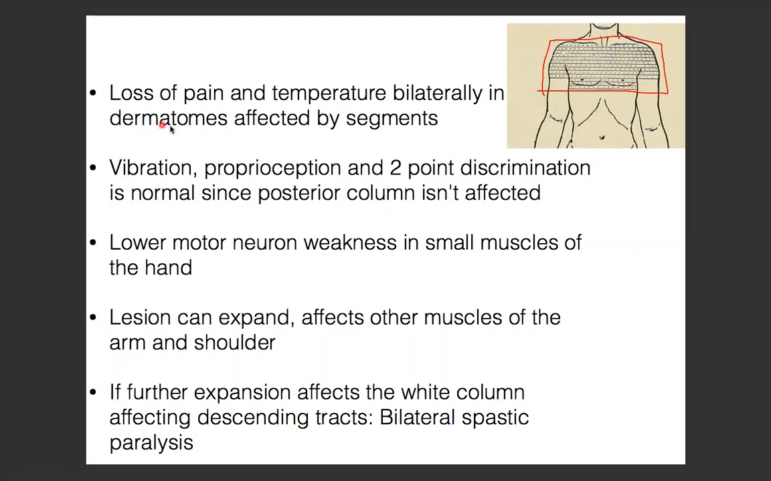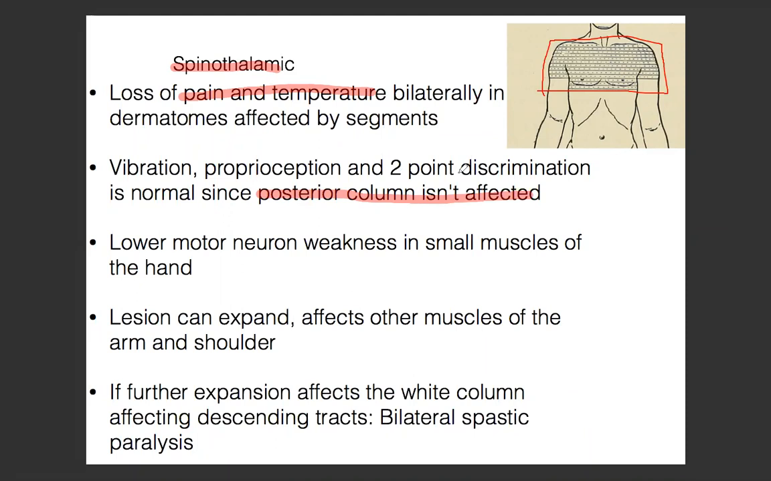تمام؟ So the symptoms are loss of pain and temperature bilaterally in dermatomes affected by the segments. So معناتها if you're losing pain and temperature, it means your spinothalamic tract is damaged, right? So you're damaging the spinothalamic on both sides. So you lose pain and temperature. However, your posterior column isn't affected because the posterior column is far from the central canal. عشان كده vibration, proprioception, or 2-point discrimination are there.